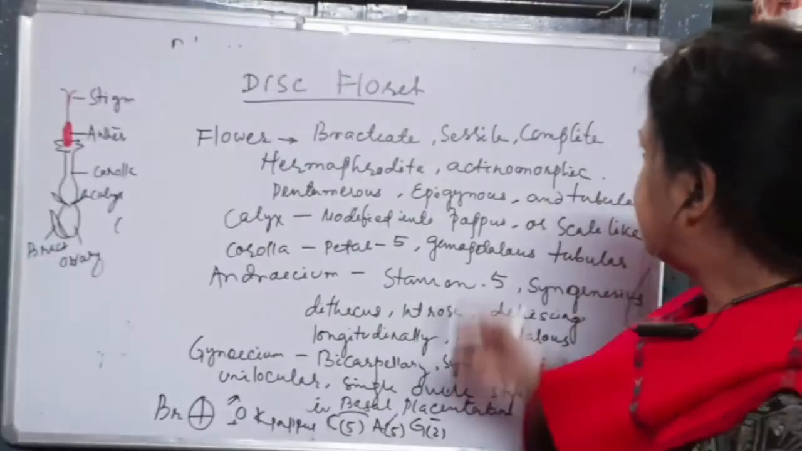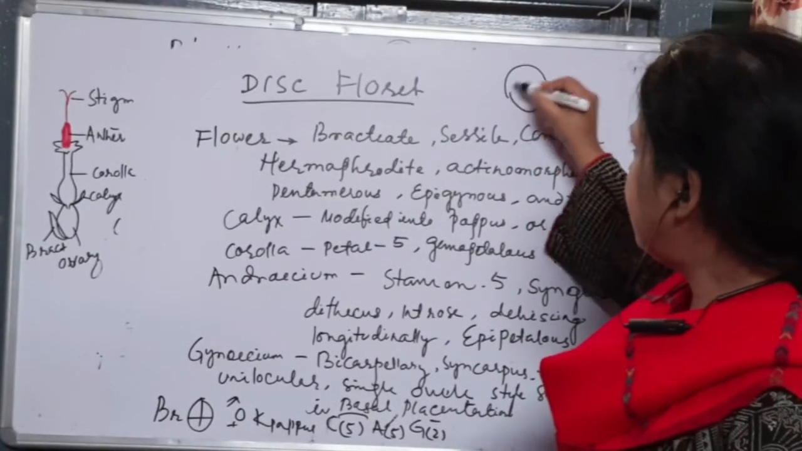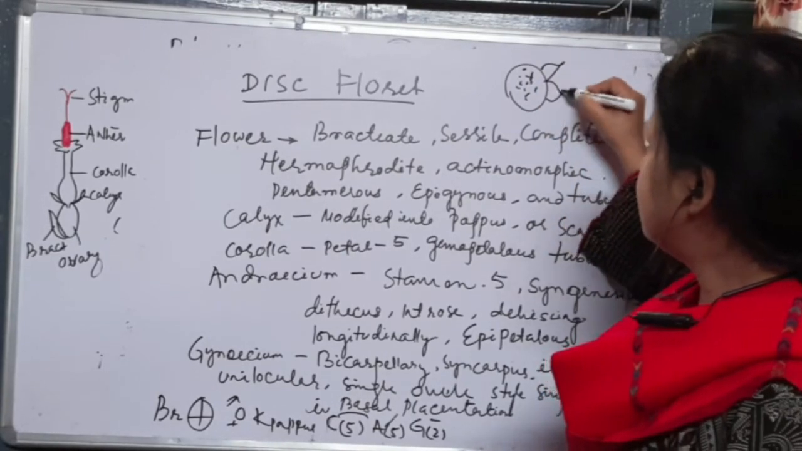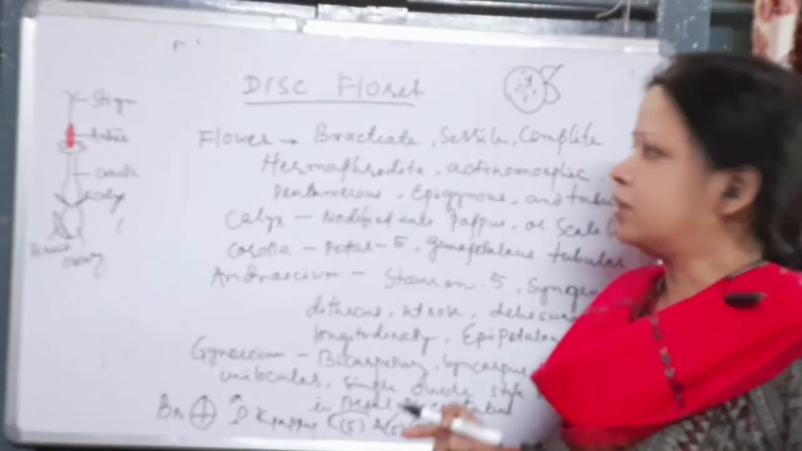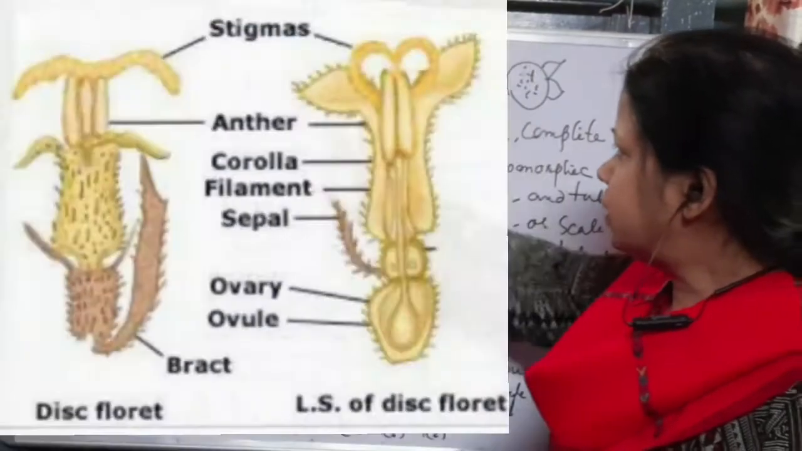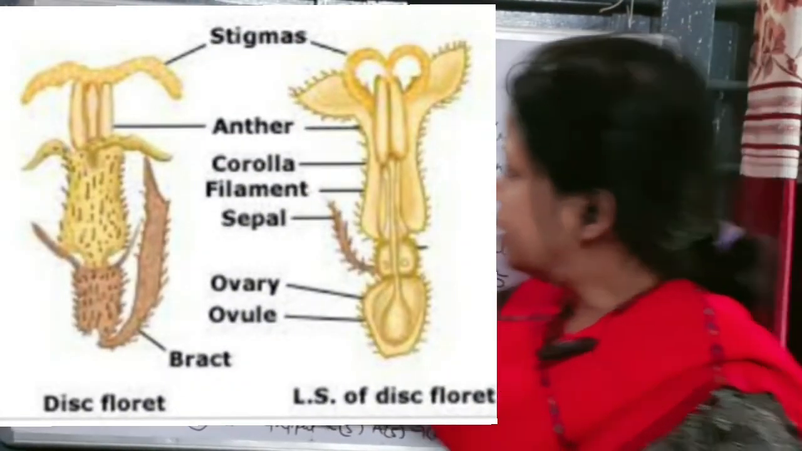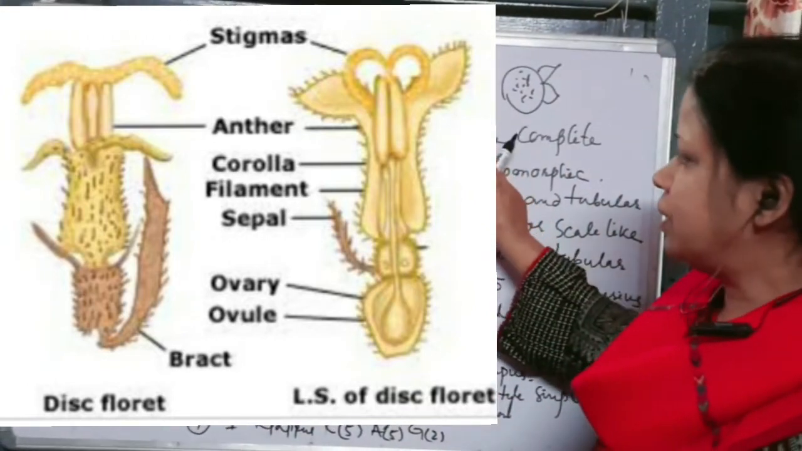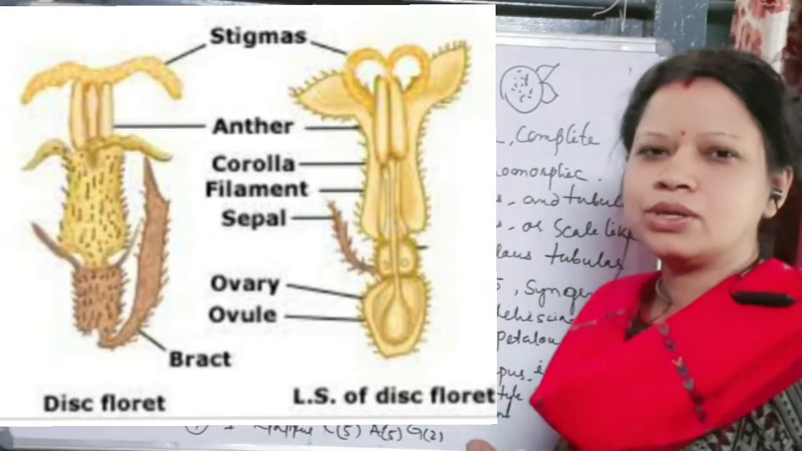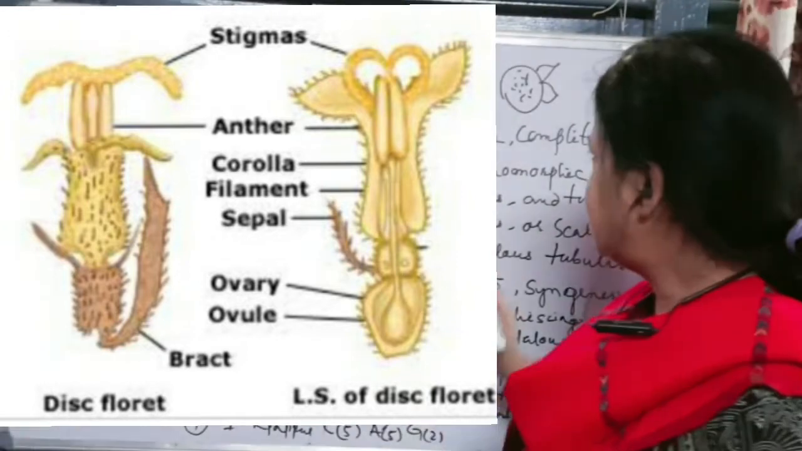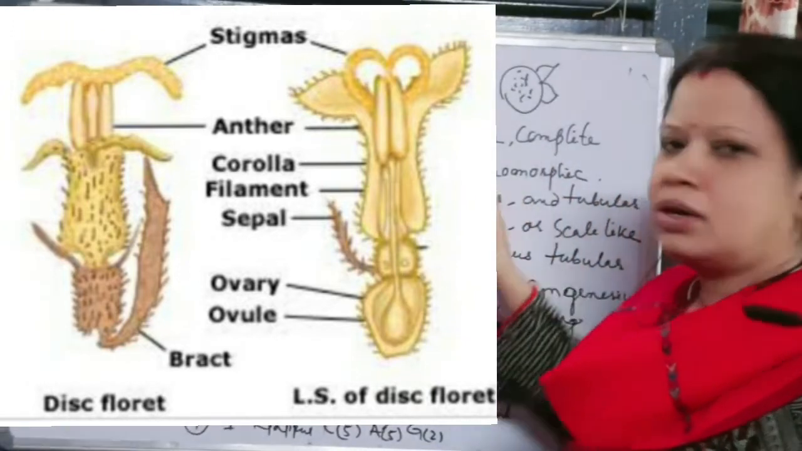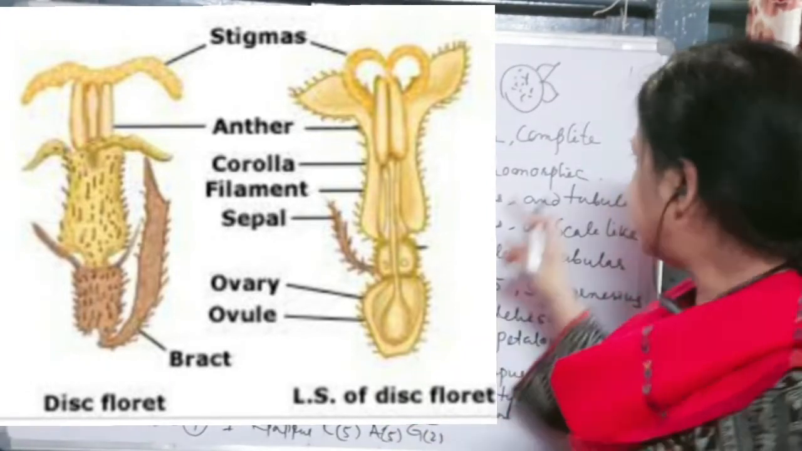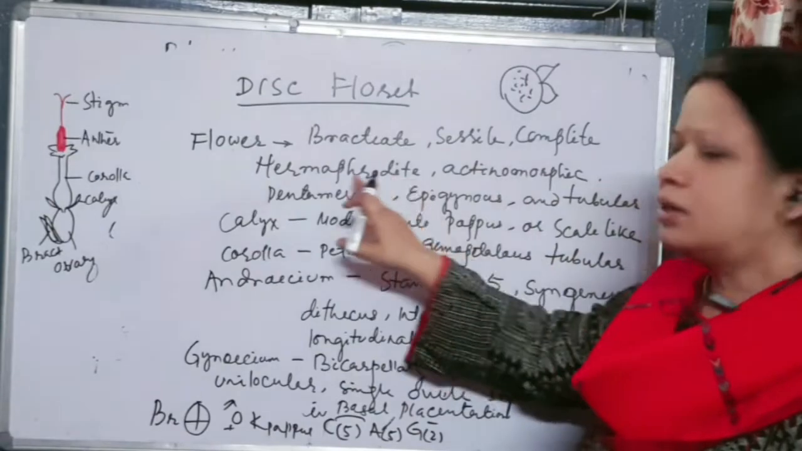Disc floret. Disc floret is normally present at the center of a heterogamous head or capitulum. So in the disc floret, the flowers are bracteate, having a bract at the base of the flower. Then sessile flower. Sessile means without stalk. The flower does not have any stalk. Complete. All the four whorls, calyx, corolla, androecium, gynoecium, are present. So this is a complete flower.